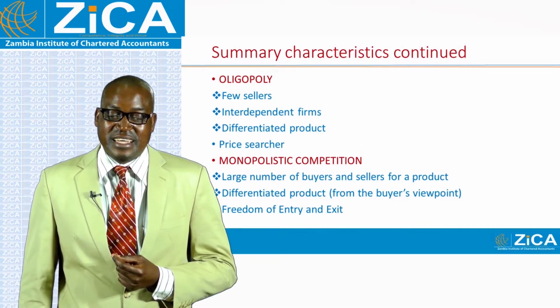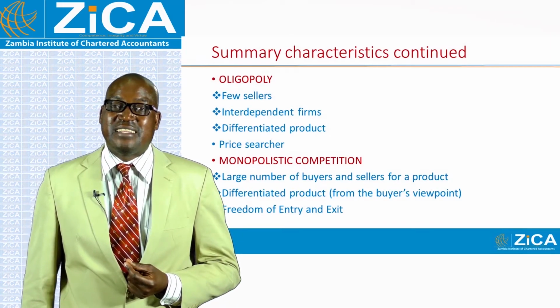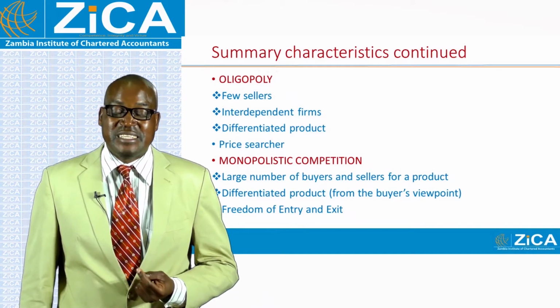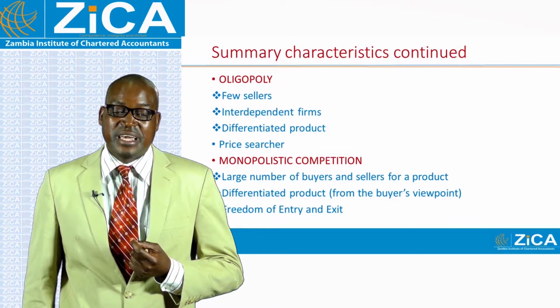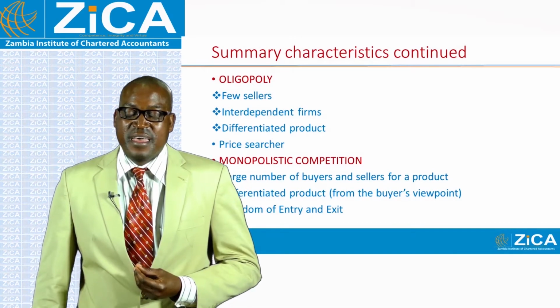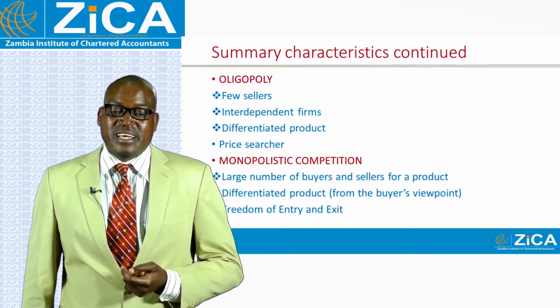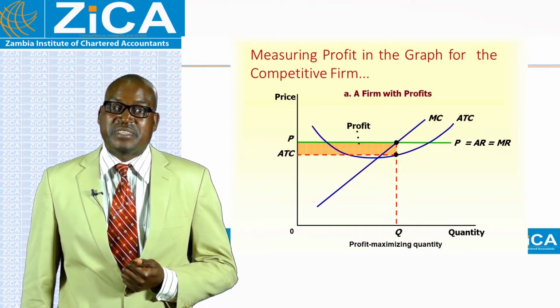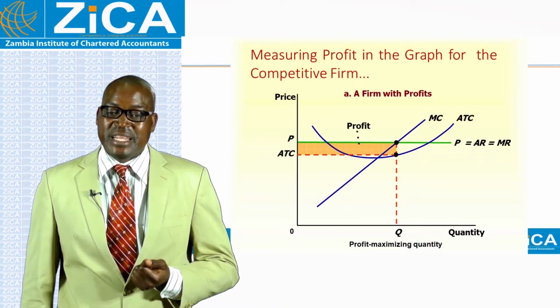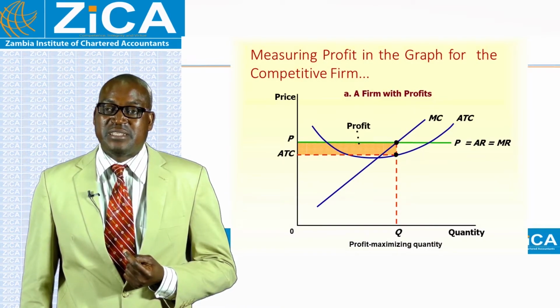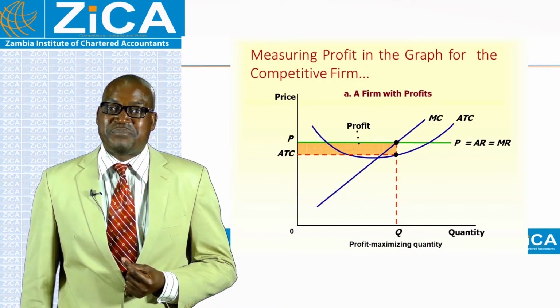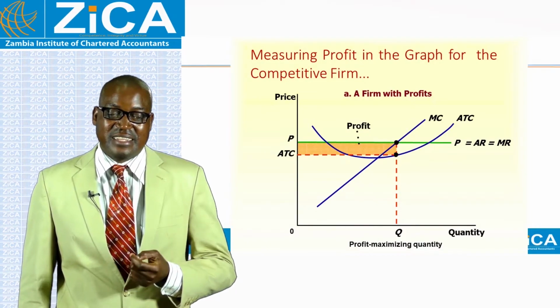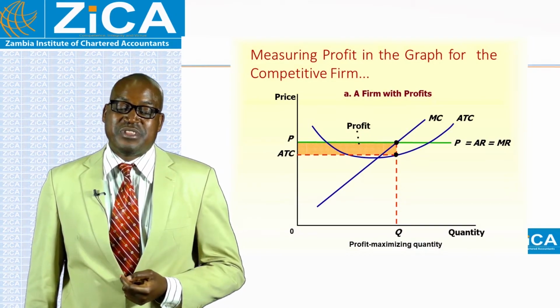Again, the end result of this freedom of entry and exit is that firms operating in this market structure will only make normal profits. Next, we have an illustration of the profit maximization for a perfect competitor. A company that is operating under perfect competition, how does it maximize profits? It is very important that candidates understand how to draw these graphs.